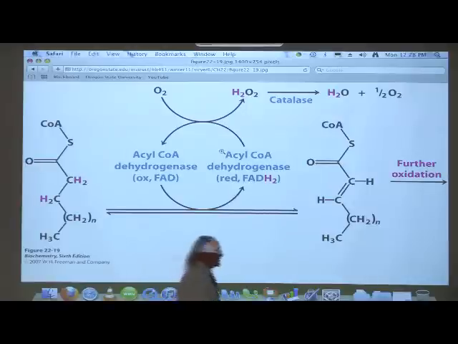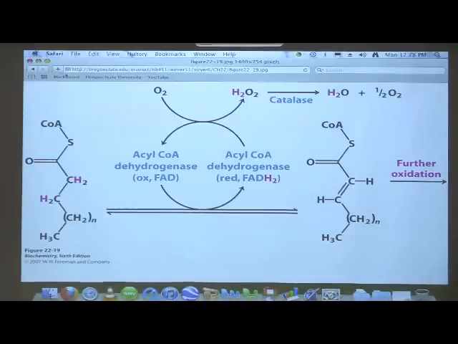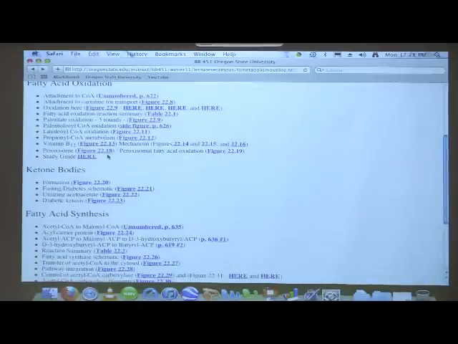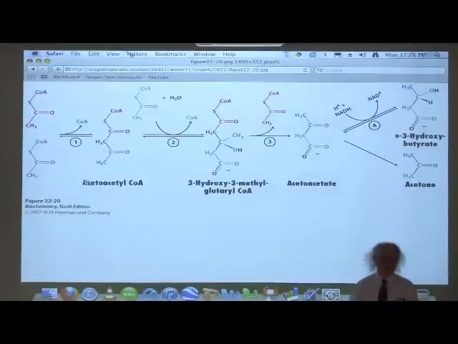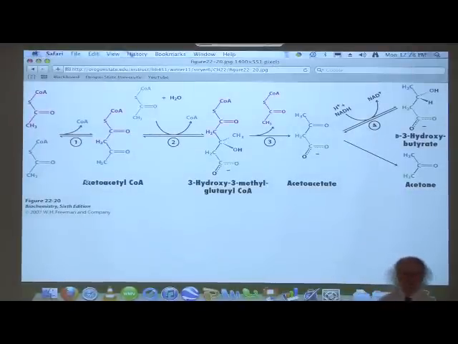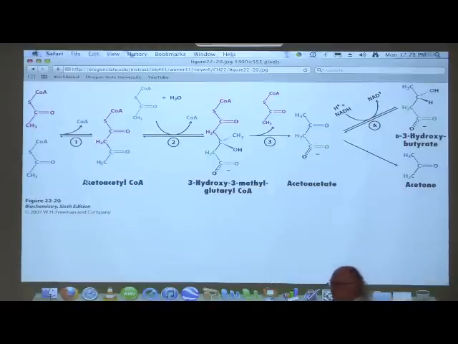Okay. So peroxisomal oxidation is important for the long-chain fatty acids. All right. Let's turn our attention now to a related set of compounds called ketone bodies. And ketone bodies are something that I think most people have heard something about.